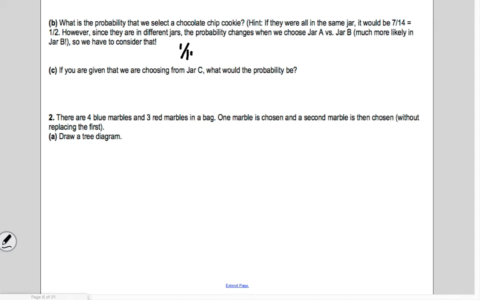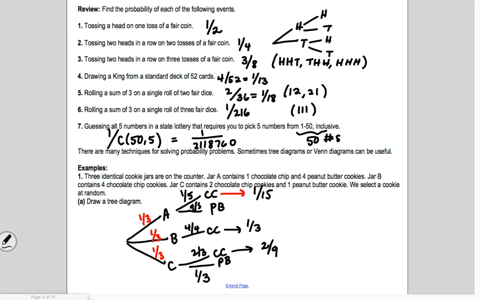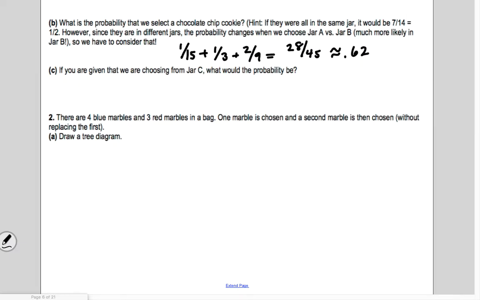So 1 over 15 plus 1 over 3 plus 2 over 9. So I end up getting, as a fraction, if I got common denominators, 28 over 45, which as a decimal is like 0.62 something, like a 62% chance of getting chocolate chip. So if you're given that we are choosing from jar C, what would the probability of getting a chocolate chip cookie be? So if I was already in jar C, then my probability of chocolate chip is what? 2/3.